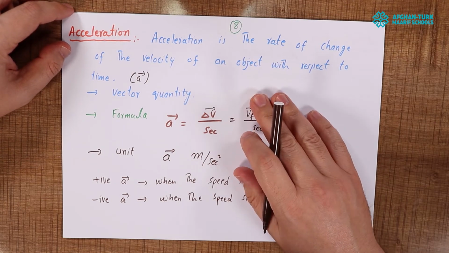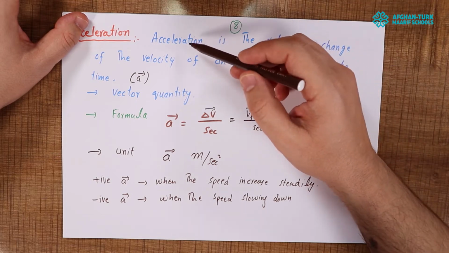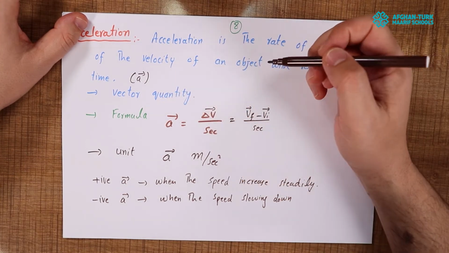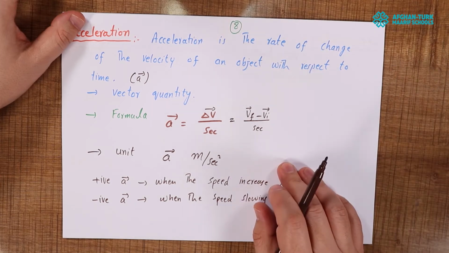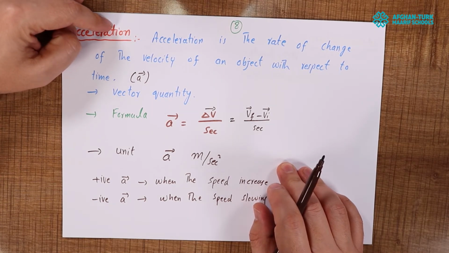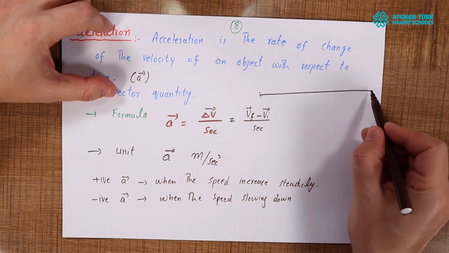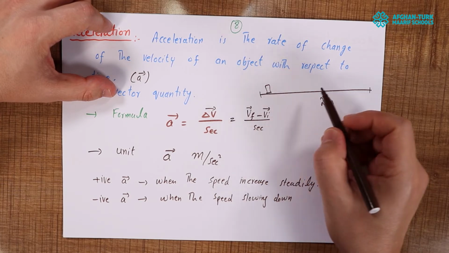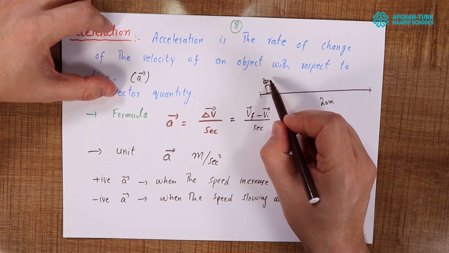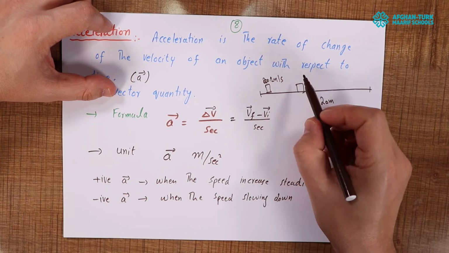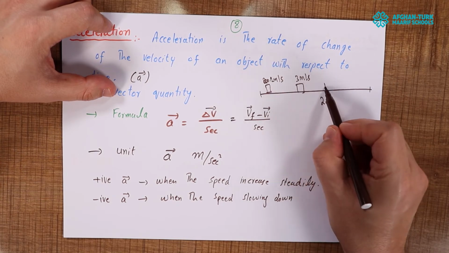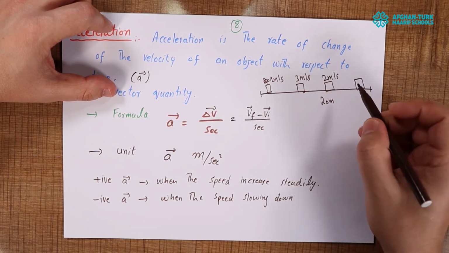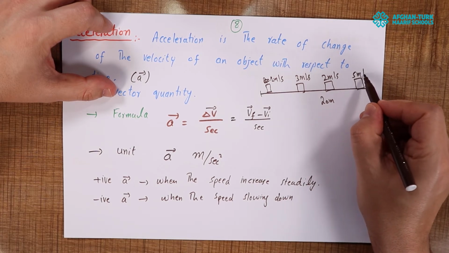What is acceleration? The definition is given here. Acceleration is the rate of change of velocity of an object with respect to time. What does it mean? In acceleration, we usually have non-uniform motion. For example, if we cover this distance, this 200 meters or 20 meters, sometimes my velocity is 1 meter per second, and sometimes my velocity is 3 meters per second. Again, let's suppose my velocity is 2 meters per second, and here again my velocity is 5 meters per second.